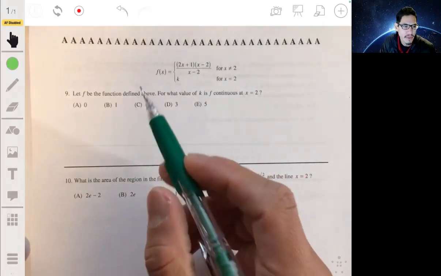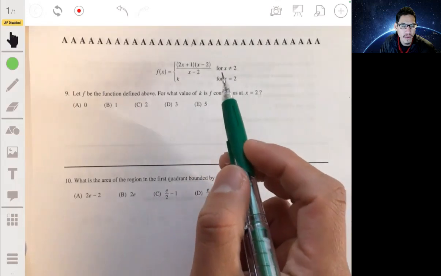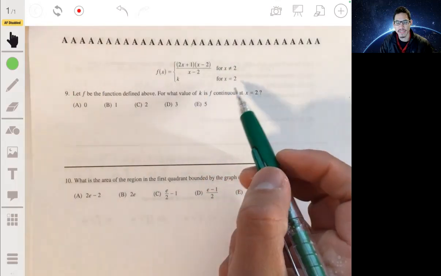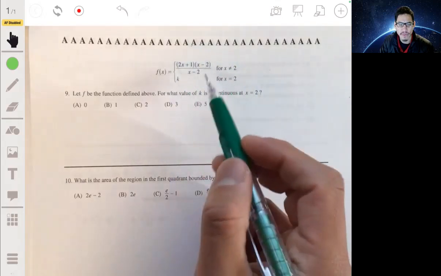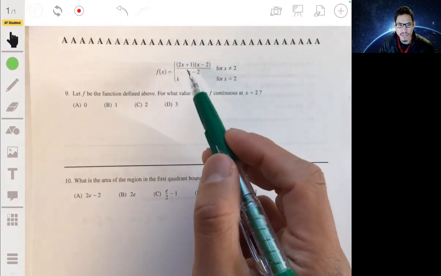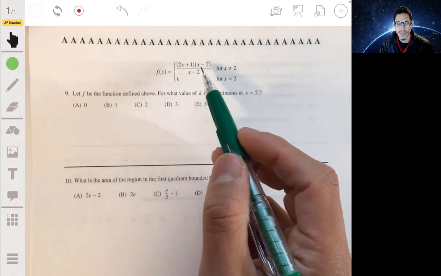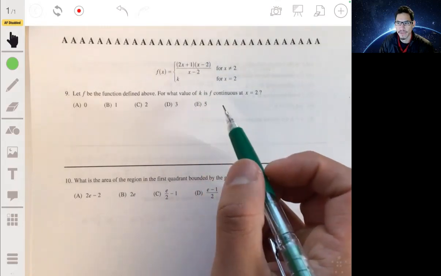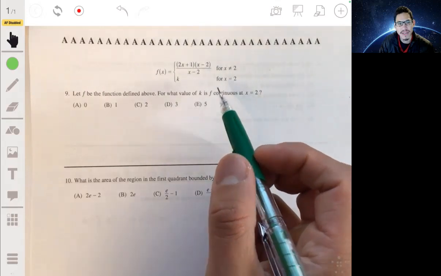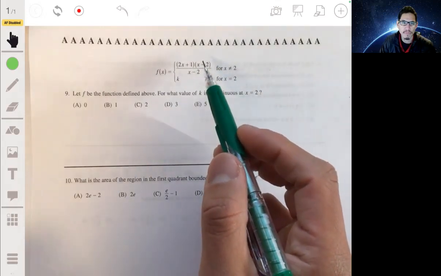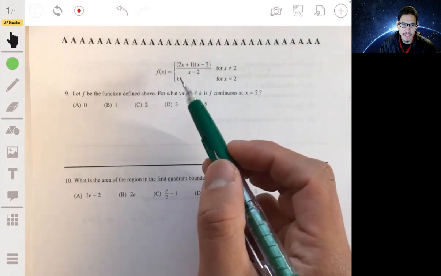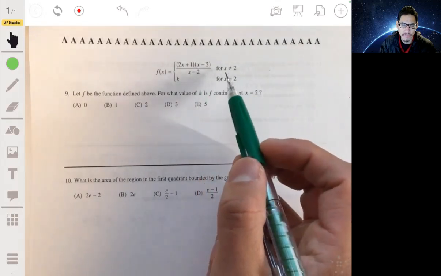All right, in problem 9, we have the function f defined above. And so we're asked for what value of k is f continuous at x equals 2. So here we have a piecewise function. And so we essentially want to make it so that there's no point of discontinuity. Hence, that's what it means to be continuous, obviously. So the strategy is basically to make this expression equal to k when x equals 2.